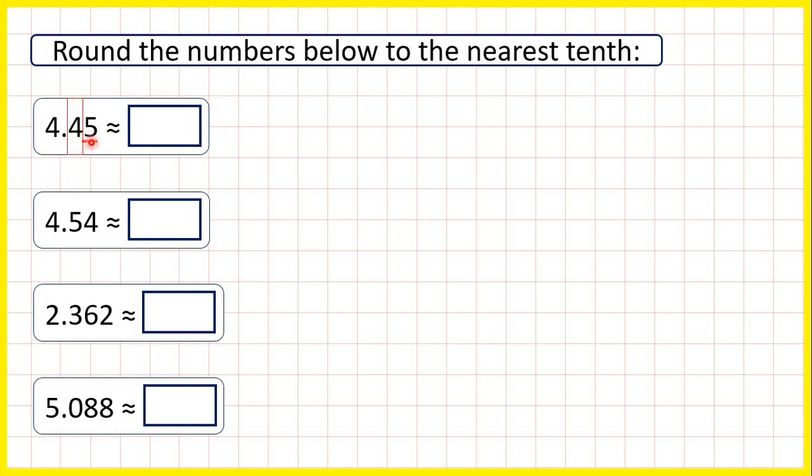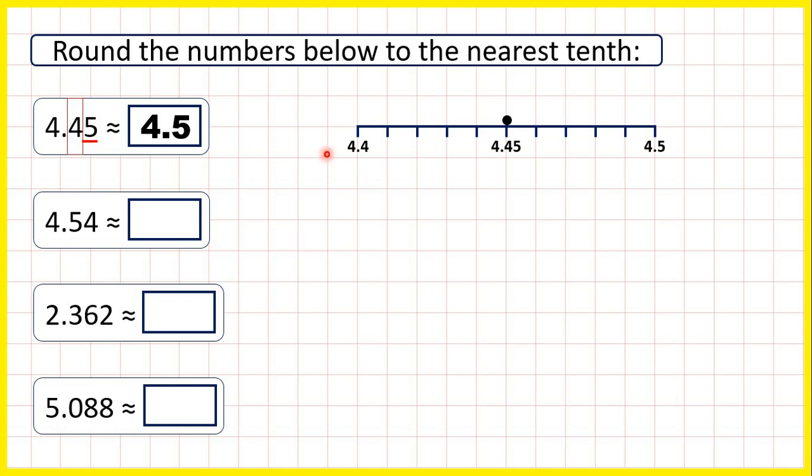Remember, if it's 5 or more, we round up. So the 4 in our tenths becomes a 5. Digits to the left of what we've circled stay the same. So 4.45 is 4.5 to the nearest tenth.